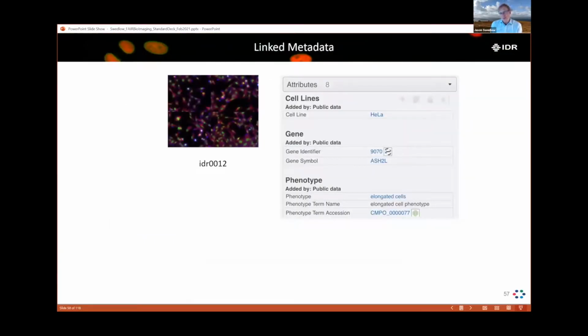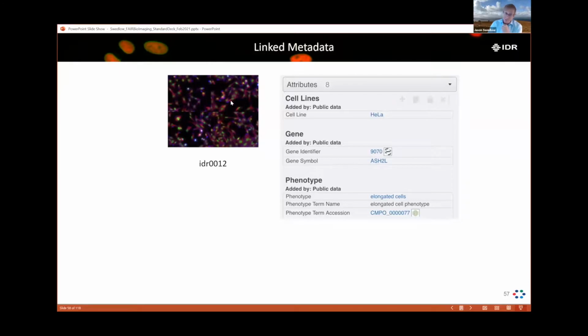I showed you lots of examples of imaging data, and so really, what's the point of doing all this? Why do we have all of these different data sets? What I'm going to show you are some examples of using the metadata in various ways, hopefully to provide a useful insight into what the data is telling us. So this is some image in the IDR. In this case, it's an siRNA knockdown of a specific gene.